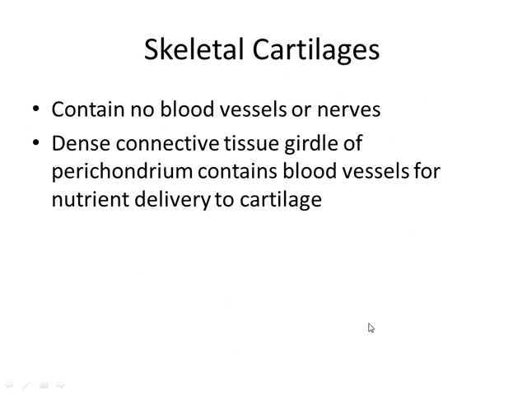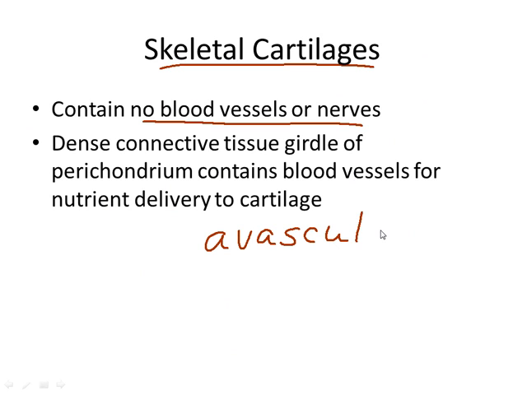Now, these cartilages have no blood vessels or nerves, okay? So think about your cartilages. Remember, they're avascular. Bone is what? Avascular or very vascular? Bone has a lot of blood vessels. So which one would you expect to heal better? Bone. Bone heals better than cartilage. So cartilage has very little blood vessels, very little nerves.